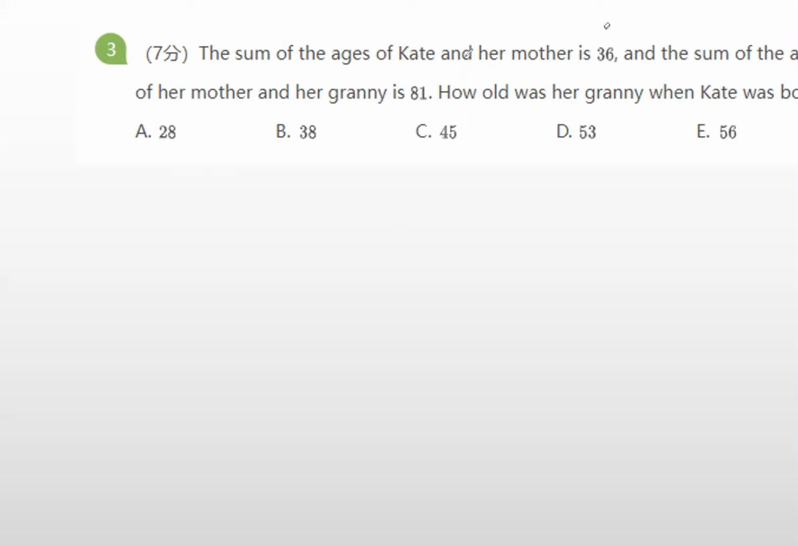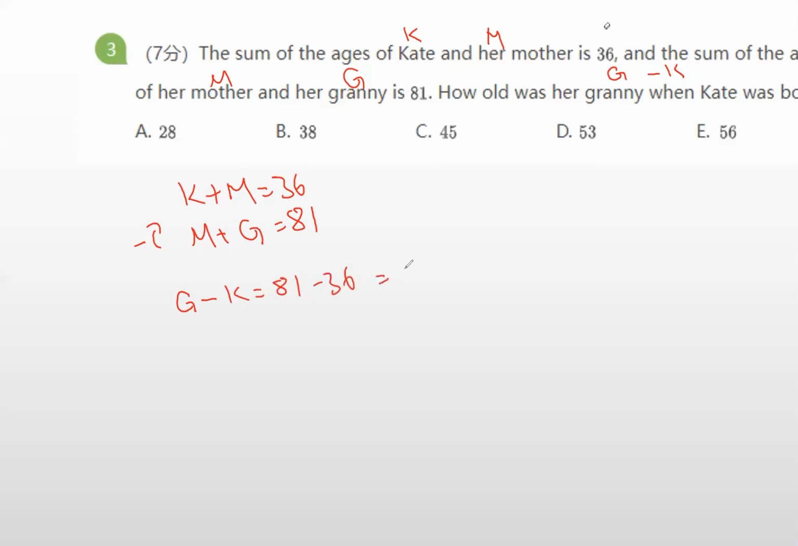So we know that Kate and her mother, correct? K for Kate, M for mother. So K plus M is 36. And her mother and granny, the mother is still M, granny is going to be G. You can write M plus G is 81. So we want to know how old was granny when Kate was born. That is granny take away Kate, right? When Kate was born, she's 0 age, and that's the age of granny. So we just use the second equation, take away the first equation, and M is going to cancel out. So we get G minus K equal to 81 minus 36, and we get 45, which should be C. Everyone all right with this? Okay, we're going to move on.